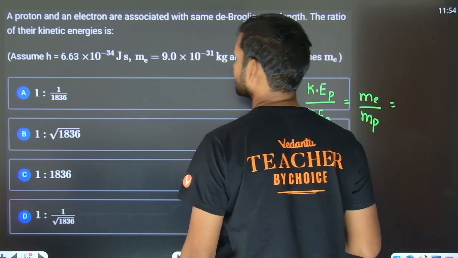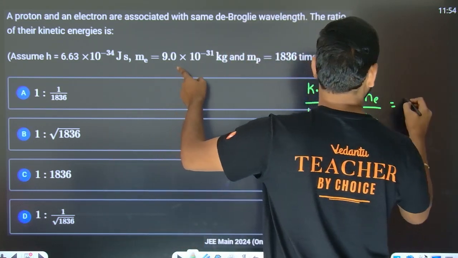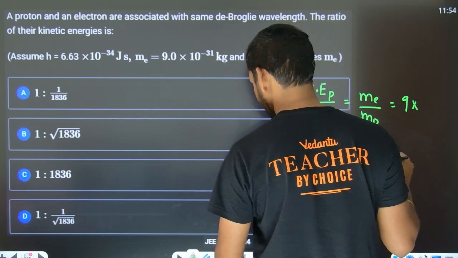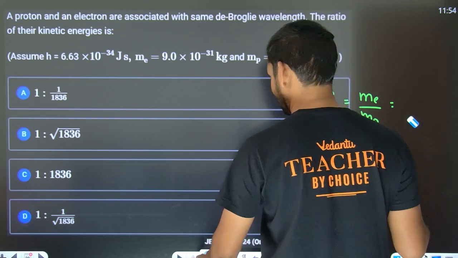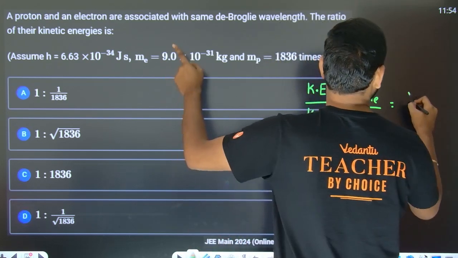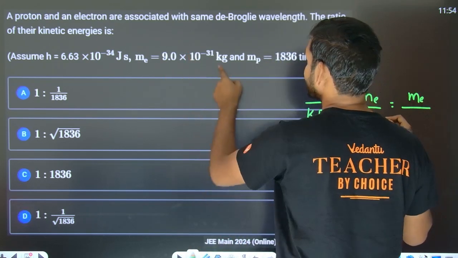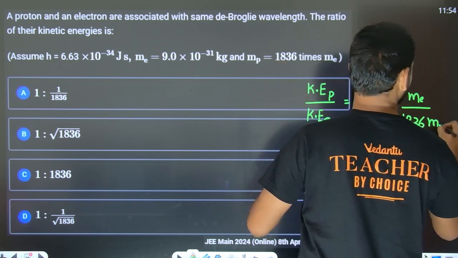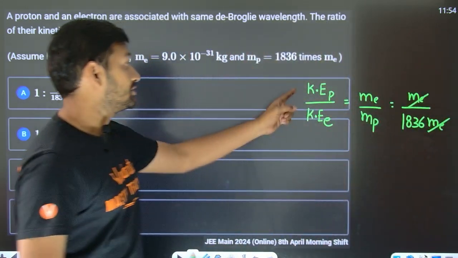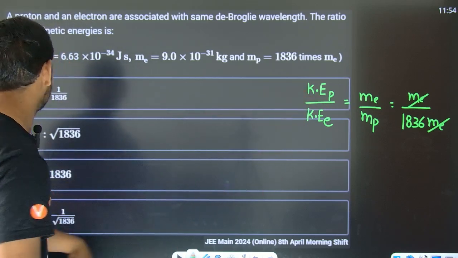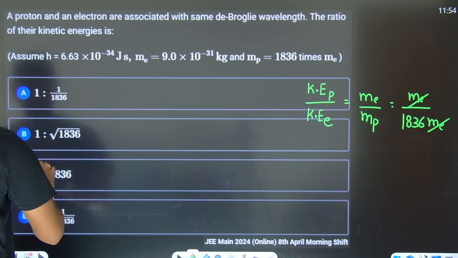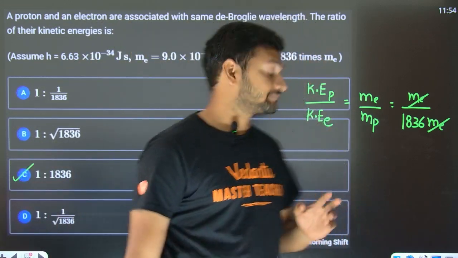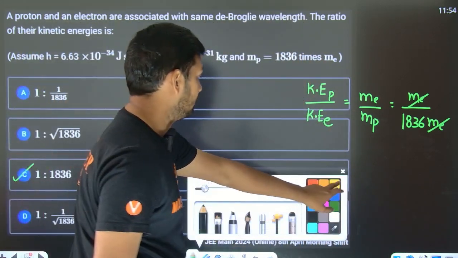What is the mass of the electron? It's 9 into 10 to the power... oh, we don't need that. Why? I'll tell you. Just write it as Me only. But what did they say the mass of the proton is? 1836 times the mass of the electron. Then this and this get cancelled out. So the ratio is 1 is to 1836. So which option? Option C. Okay. Next.